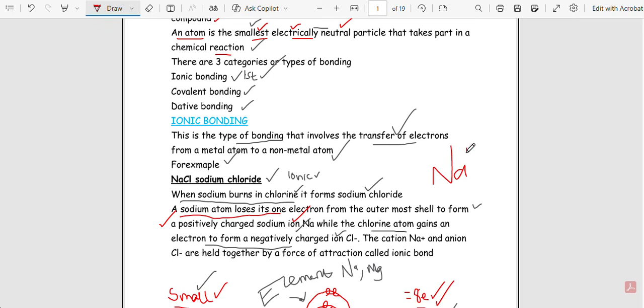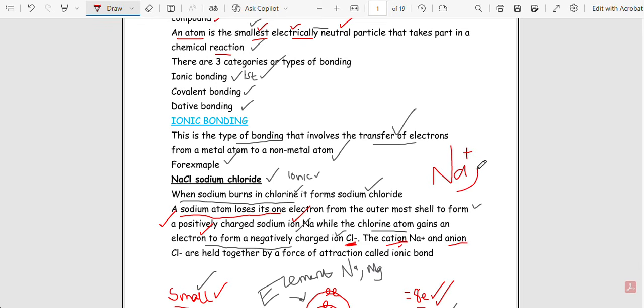So this is what they were saying. When a sodium atom loses its electron in the outermost shell, it forms what? A positively charged sodium ion. And we have seen how it looks. It is Na plus, implying that it has lost one electron. While the chlorine atom gains an electron, it forms a negatively charged ion, which is this one.